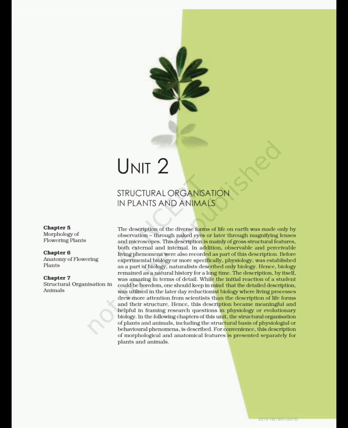Unit 2: Structural Organization in Plants and Animals. The description of the diverse forms of life on Earth was made only by observation through naked eyes or later through magnifying lenses and microscopes. This description is mainly of gross structural features, both external and internal. In addition, observable and perceivable living phenomena were also recorded as part of this description.